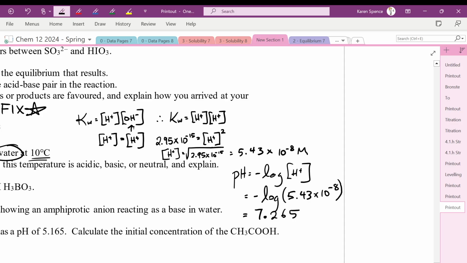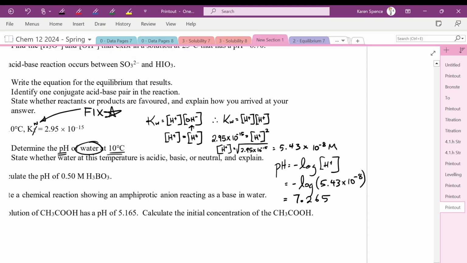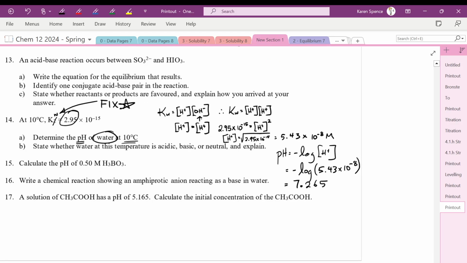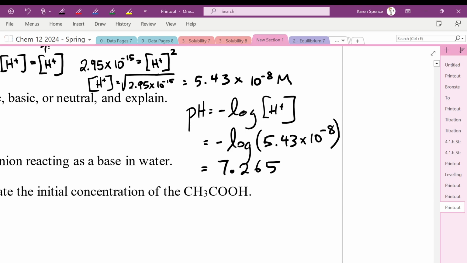And we get 7.265. And how many sig figs do we want? We want 3 sig figs after the decimal. Because it's a p value, remember whenever you have a p, we only count digits after the decimal. So that's 3 sig figs there. So that is our correct answer. Okay.